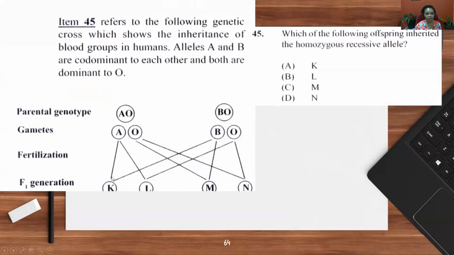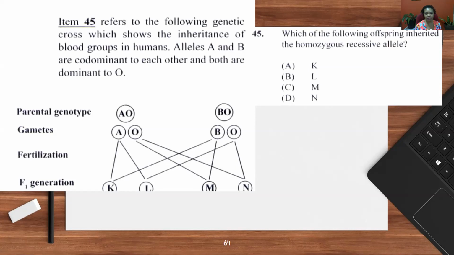So here you see the cross. The line is coming down from A, and then it goes to B. So K is AB. The line here is coming down to L. So it's coming from A, and then it's going to O. So that's AO. Here, O, B. So that's BO. We're going to write the dominant gene first. And the dominant genes are A and B.